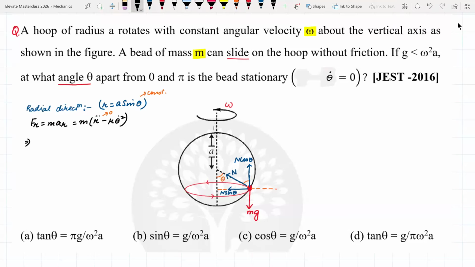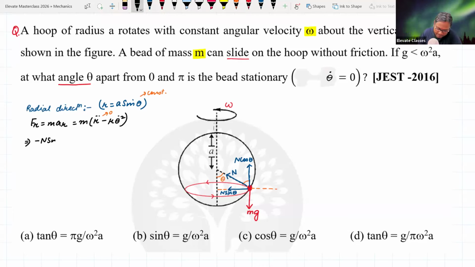Minus n sin theta is equal to minus m r theta dot square, where r is equal to a sin theta. So sin theta cancels, minus minus cancels, and n is equal to m a omega square, since theta dot is equal to omega.